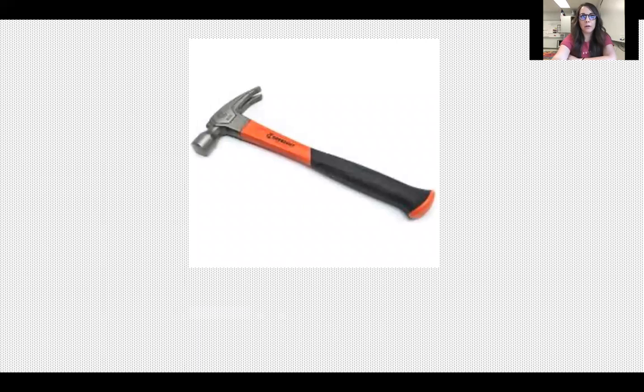A hammer. Solid, liquid, or gas? A hammer is a solid. Good job. It has its own shape. This hammer is going to be shaped like this no matter where I put it. If I hold it in my hands, if I set it on the table, if I throw it out the window, it's still going to be shaped like a hammer. It has its own shape. It keeps its own shape. It can be broken. I can measure its mass and volume.